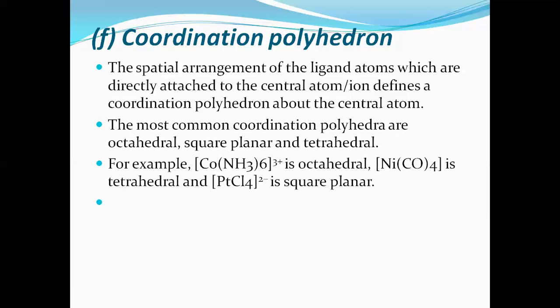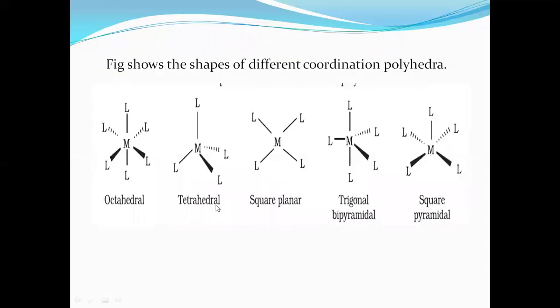For example, here hexaamminecobalt. It is octahedral. Why? There are 6 ligands present around the central metal atom. Therefore, it is octahedral. And there are 4, and it is tetrahedral. And once again, it is 4, and it is square planar. Here, nickel tetracarbonyl also has 4 ligands. Tetrachloroplatinate also has 4 ligands. But one is tetrahedral, the other one is square planar. Why? That depends on the hybridization of the central metal atom, which we can study in later theories.